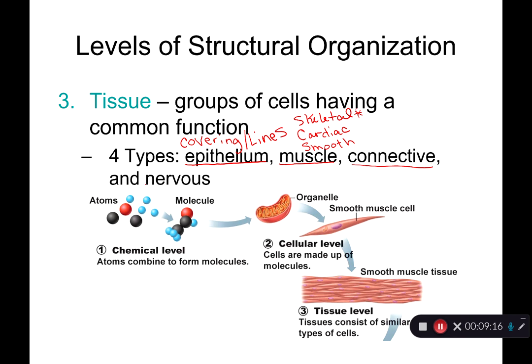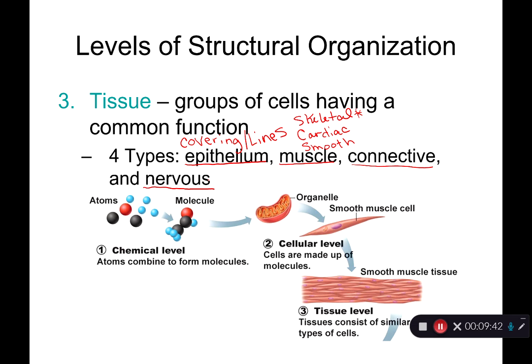So connective tissue connects. And then lastly is nervous tissue. And nervous tissue, it has the ability to sense and respond to a stimulus. So you touch a hot stove, you jerk your hand away. You have nerves all within your skin so that you can feel when something is hot and you can respond appropriately to that. Okay, so these are our 4 different types of tissues that we have.